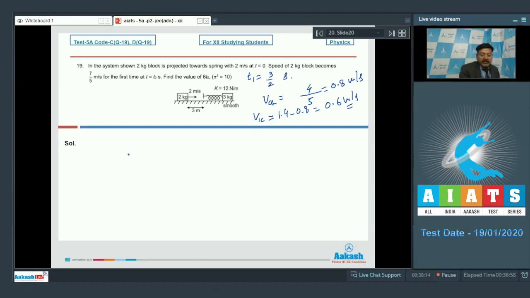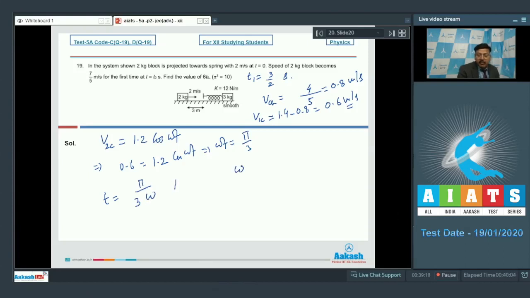So we can write that the velocity of the 2 kg block, V1, in the center of mass frame, has its maximum value, which we just found, as 1.2 meter per second, into cos omega t. This means we have 0.6 is equal to 1.2 cos omega t. This gives us cos omega t as 1 by 2 and omega t as pi by 3. So this time t is pi by 3 into omega.